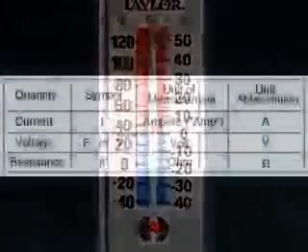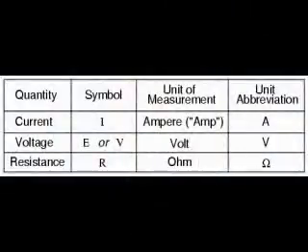Here are the standard units of measurement for electrical current, voltage, and resistance. The symbol for current is the letter I and is measured in units of amperes. The symbol for amperes is the letter A. The symbol for voltage is the letter E or V and is measured in units of volts. The symbol for volts is the letter V. The symbol for resistance is the letter R and it is measured in units of ohms. The symbol for ohms is the horseshoe-shaped Greek letter omega.